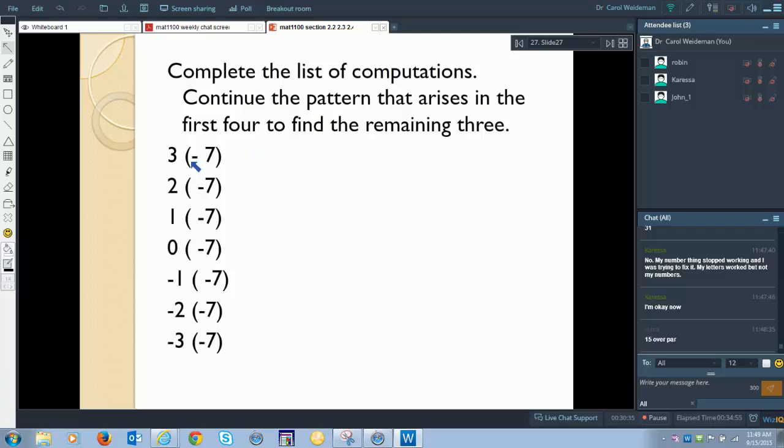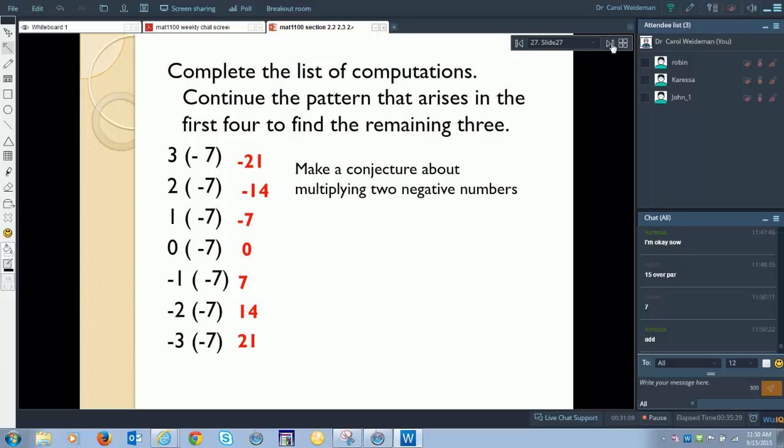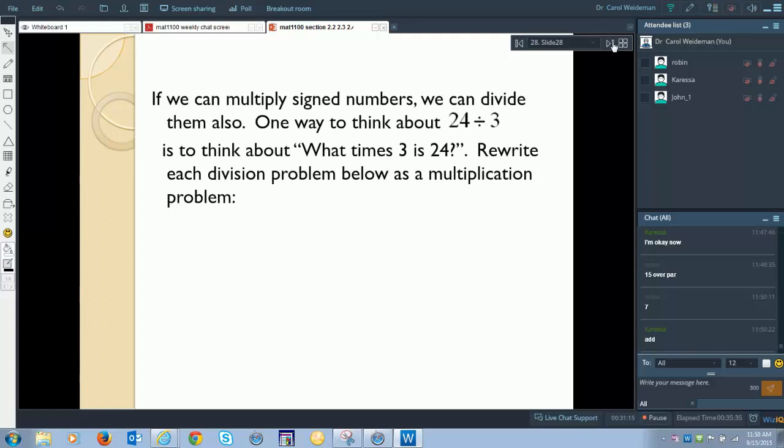And then let's look at patterns again. So 3 times negative 7 is negative 21. 2 times negative 7 is negative 14. 1 times negative 7 is negative 7. 0 times anything is 0. Now what's going to happen here? Negative 1 times negative 7. What happens when we have two negatives? We get a positive, right? So 7, 14, and 21. So when we're multiplying two numbers with opposite signs, we get a negative answer. When we're multiplying two numbers with the same sign, in this case both negatives, we get a positive number. Okay, so multiplying two negative numbers, we're going to get a positive.